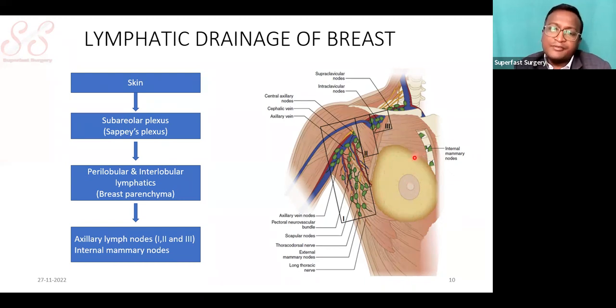sentinel lymph node biopsy that we do during the procedure will be injecting the methylene blue into this subareolar area, because ultimately the lymphatic supply will come into the subareolar plexus of Sappey, and that it will drain into the axillary and internal mammary lymph nodes.